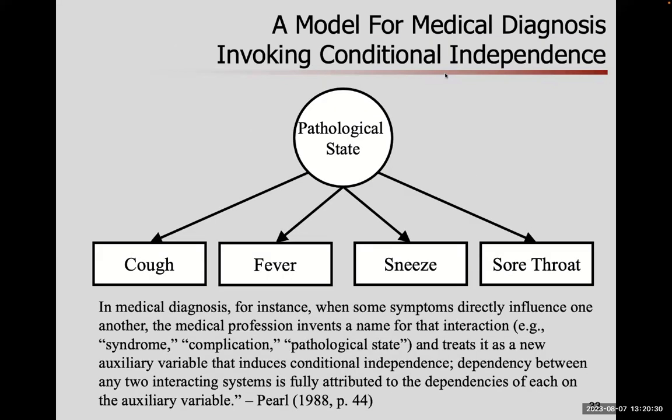Instead, we introduce a variable, a syndrome, a complication, a pathological state. And our story is that all those things that we observe that might be correlated are explained by their dependence on this introduced variable. Conditional on this new variable, they are rendered independent. What a coincidence. That's exactly the form of our modern measurement models. This is not a coincidence. Okay.